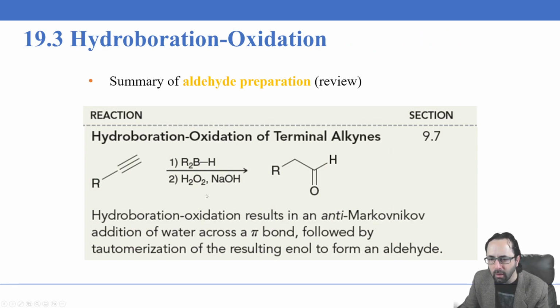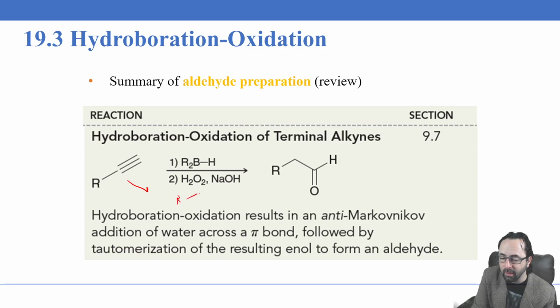Hydroboration-oxidation of terminal alkynes. So if we do this with some kind of alkyl borane here, followed up by a second step with hydrogen peroxide and sodium hydroxide, this is hydroboration-oxidation. If you do that to an alkyne, you'll get an enol, and that enol will tautomerize to an aldehyde. So this produces an anti-Markovnikov hydration. And so remember that this goes through an enol type of intermediate.